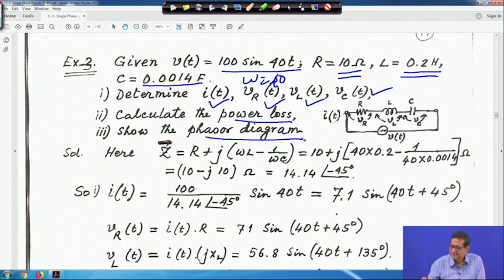This is the circuit, you have to take the instantaneous polarity, plus and minus, which is given. This is your Vt, already given as 100 sin 40t, this is VR, the voltage across R, this is L, the voltage across L, and this is C, the voltage across capacitor C. You have to find out IT, VRT, VLT, VCT, all these quantities.